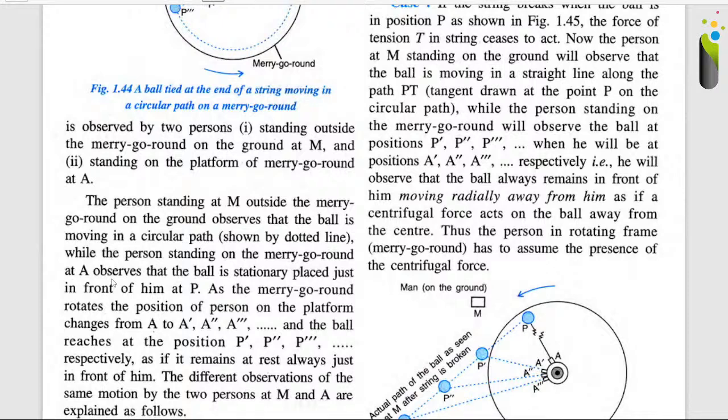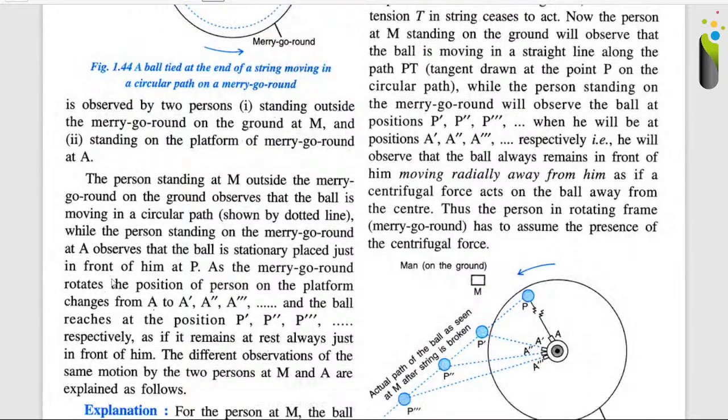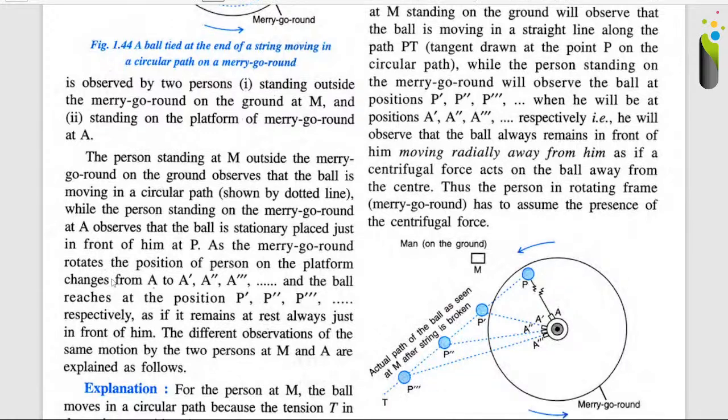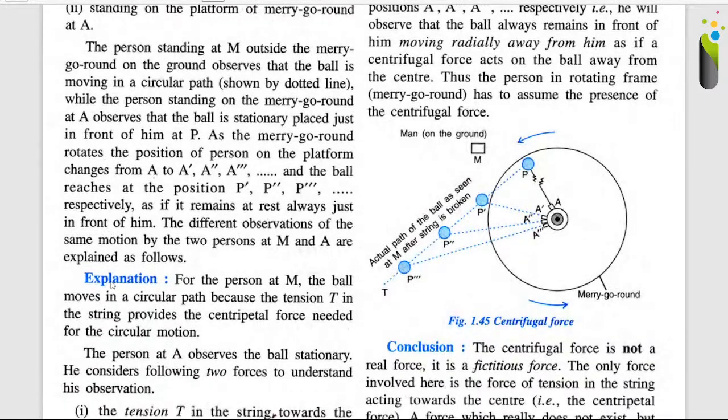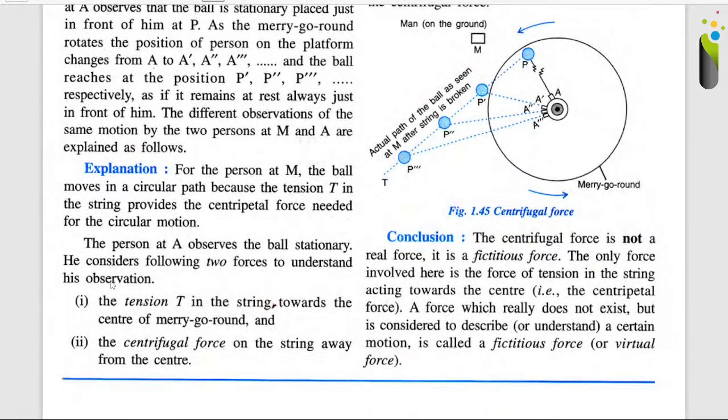As the merry-go-round rotates, the position of the person on the platform changes from A to A dash, A double dash, A triple dash, and so on, and the ball reaches the position P dash, P double dash, P triple dash, and so on respectively, as if it remains at rest, always just in front of it. The different observations of the same motion by the two persons at M and A are explained as follows. Here starts the explanation.